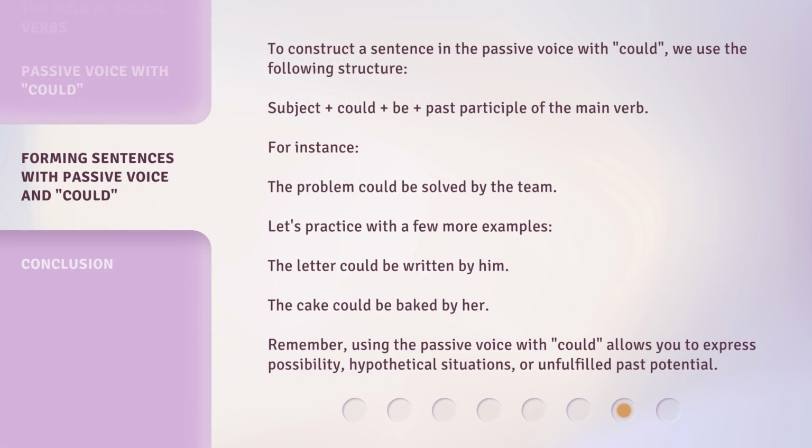To construct a sentence in the passive voice with could, we use the following structure. Subject plus could plus be plus past participle of the main verb. For instance, the problem could be solved by the team. Let's practice with a few more examples. The letter could be written by him. The cake could be baked by her. Remember, using the passive voice with could allows you to express possibility, hypothetical situations, or unfulfilled past potential.